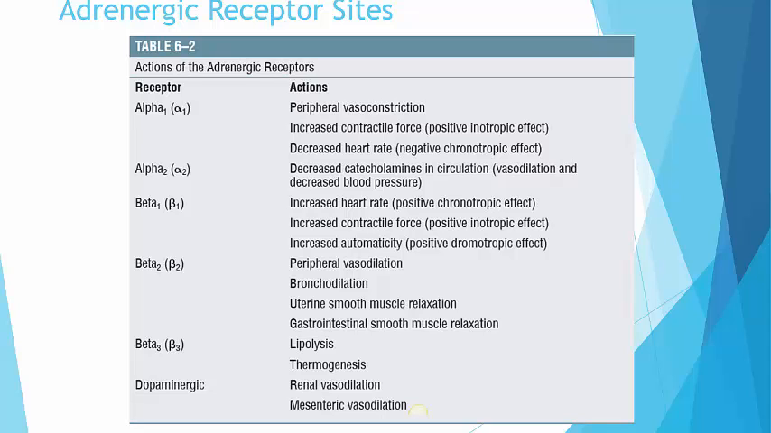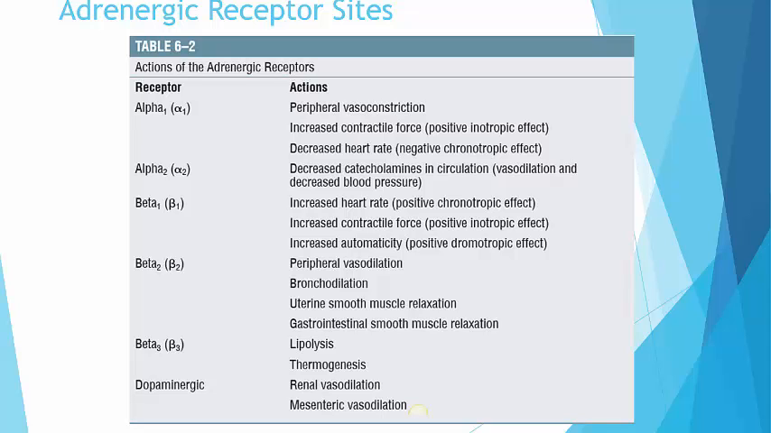So primarily, it's all going to work on the heart. All right. Beta 2, peripheral vasodilation a little bit. Bronchodilation, which is the primary thing that we see it for. It also has uterine smooth muscle relaxation and gastrointestinal smooth muscle relaxation. So overall it relaxes the smooth muscles everywhere pretty much.